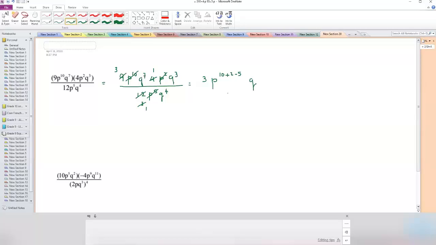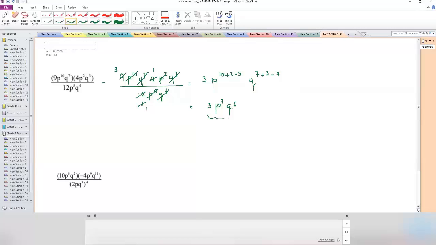Next, I have q. Q I have 7 and 3 as multiplication. That means I add the exponent. And after that, I have a division. That means I subtract the exponent. And now I can simplify more and more by saying 3p to the power of 10 minus 5 equals 5, 5 plus 2 equals 7. After that, the q, it's 7 minus 4. 7 minus 4 equals 3. 3 plus 3 equals 6. Or I can say 7 plus 3, 10. 10 minus 4 equals 6.